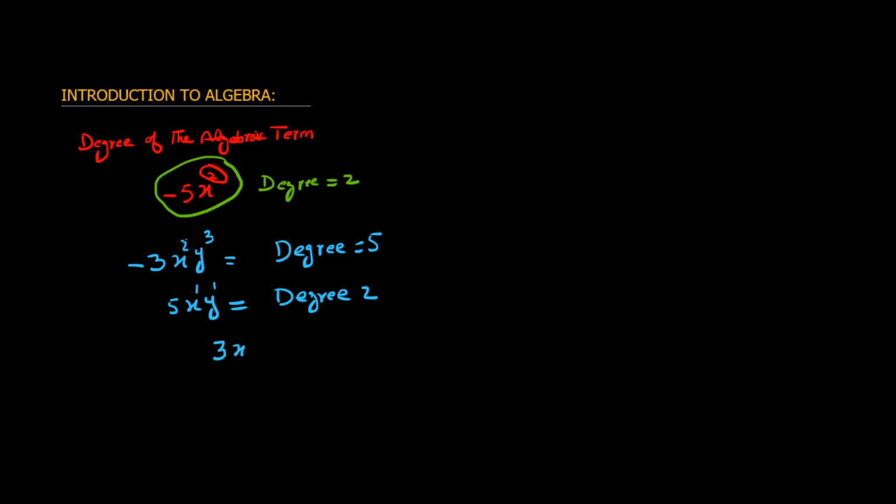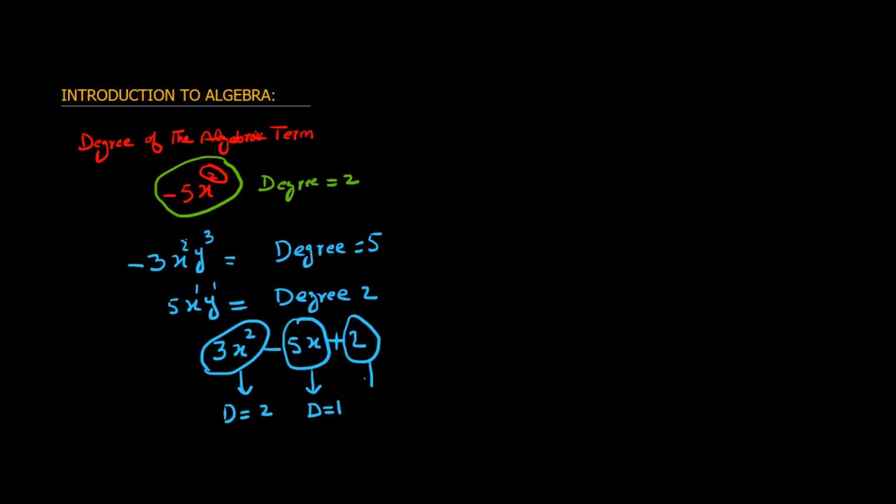Let's take an example of an algebraic expression: minus 5x squared plus 2. So what about this? This algebraic expression has 3 terms, and all of these 3 terms have degrees. So this term obviously has a degree of 2. This term has a degree of 1 because the exponent is 1.